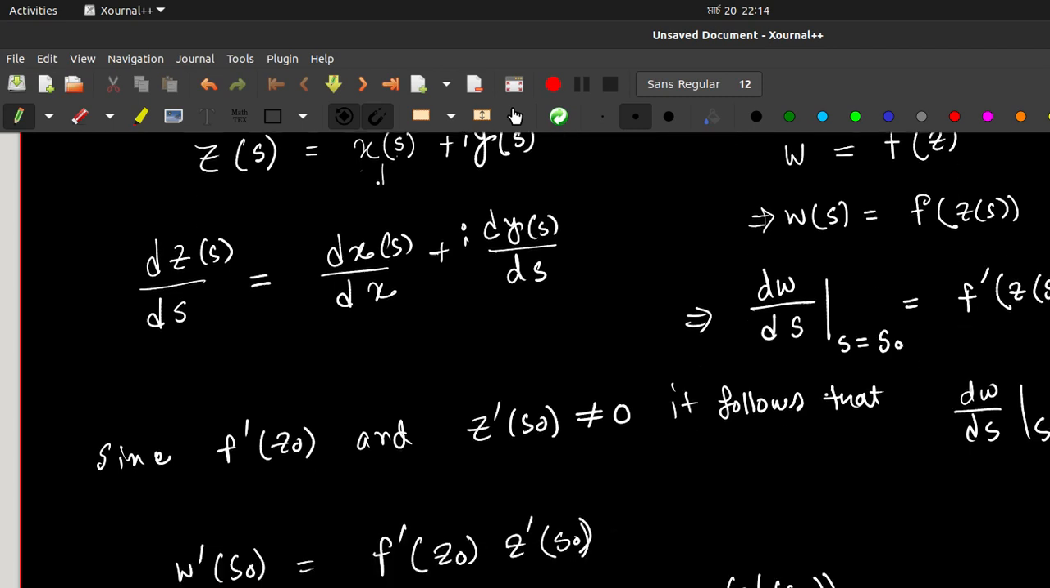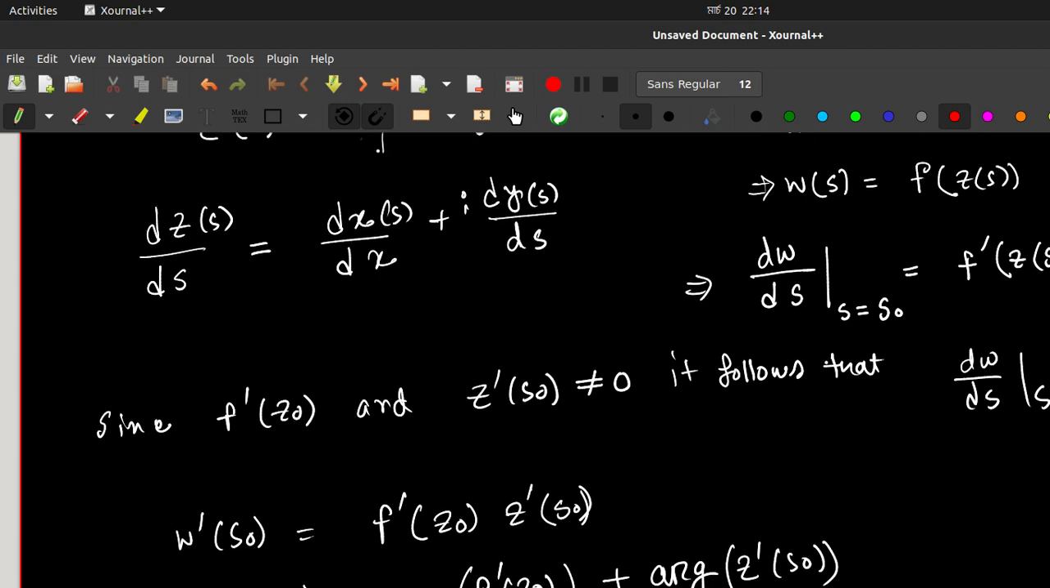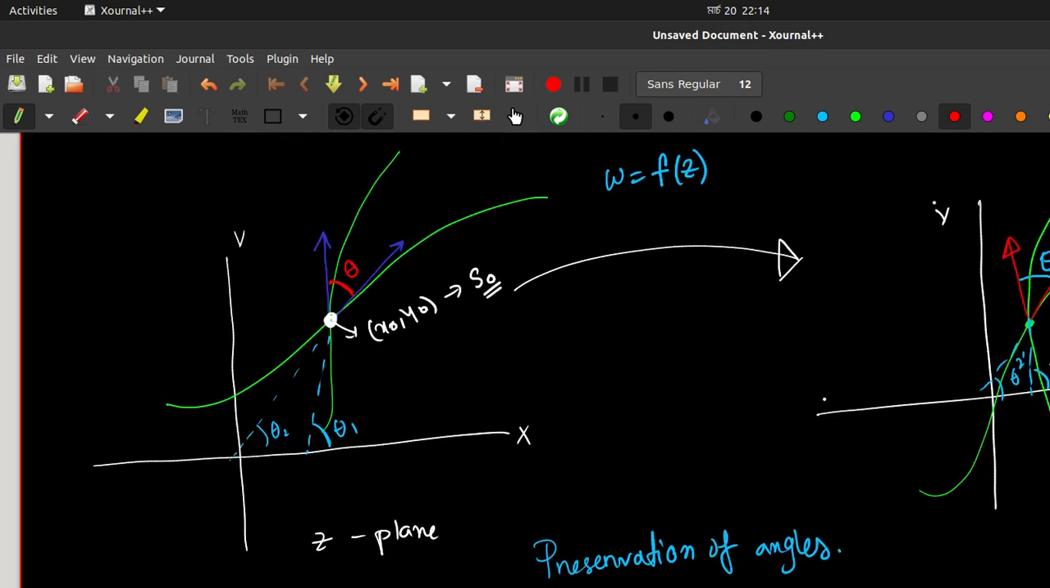So what does this tell us? What does this equation tell us? Let's say this is equation 2. You see that this w prime is actually the tangent at the w plane.